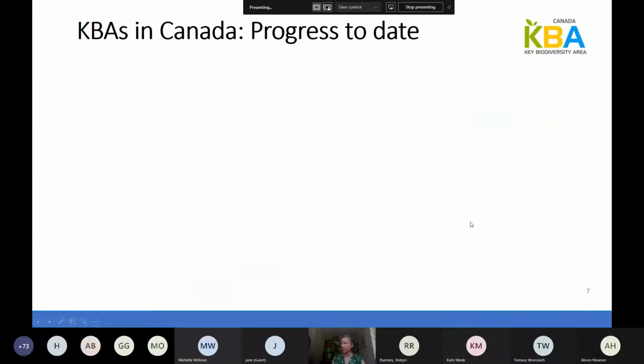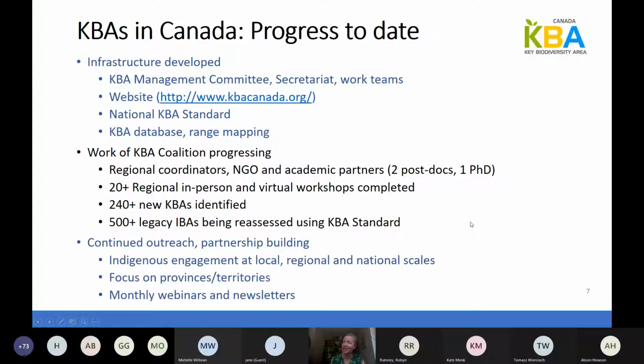Move on to the next slide, which is progress to date. I'm going to go through it right away so that there's a greater chance that people will see the actual content. But just to say that, we're 2 years in, we've developed quite a lot of infrastructure. There's the different governance structures. There's a website, and we have an internal KBA Canada wiki as well to provide the tools and guidance for people trying to do the work of identifying KBAs. We have this national KBA standard, which has been accepted by provincial and territorial governments.